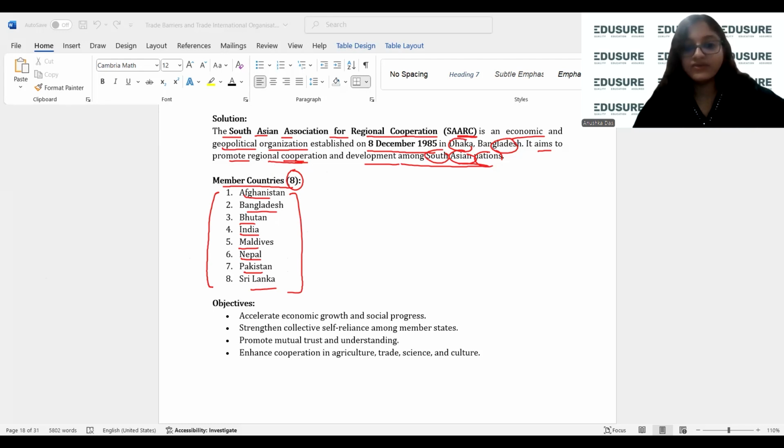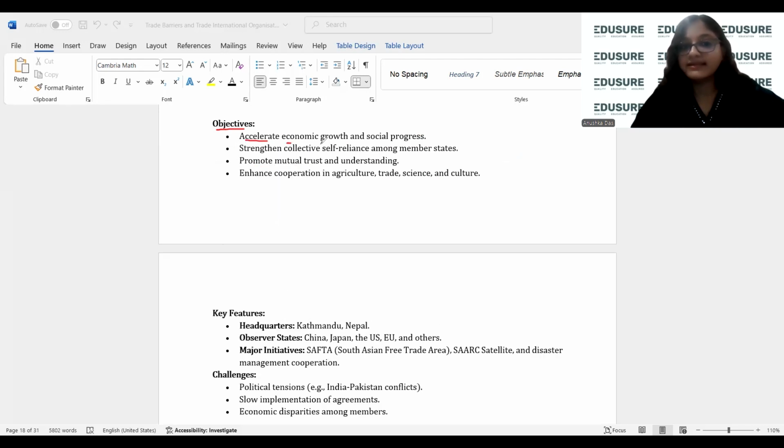Here I have listed down some of the objectives and features. The objective is to accelerate economic growth and social progress, and strengthen collective self-reliance among the member countries. Self-reliance, Atmanirbhar basically. Promote mutual trust and understanding, and enhance cooperation in agriculture, trade, science, and culture. So these are the objectives. Then you have key features and challenges.